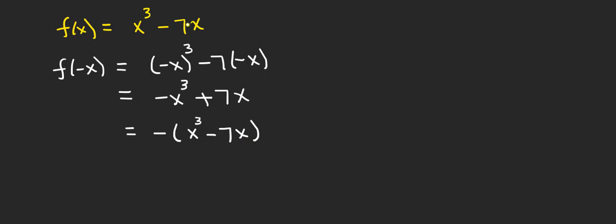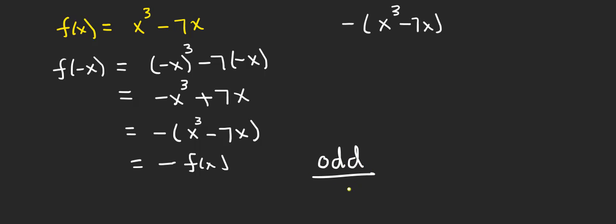Now, this is exactly the opposite of x cubed minus 7x, because the opposite of x cubed minus 7x is the negative quantity x cubed minus 7x. So what happened? When we put negative x for x, we got the opposite of f of x, because this was our f of x. So we can conclude that this function is an odd function.